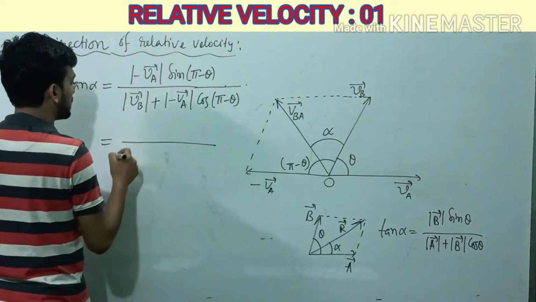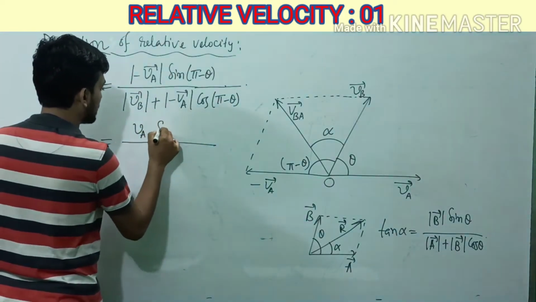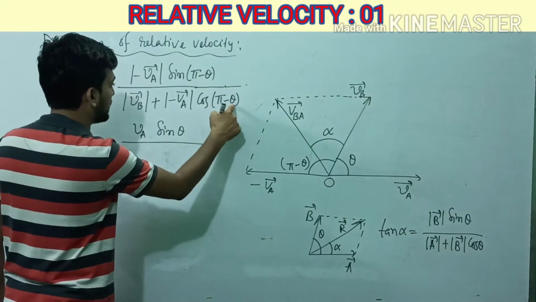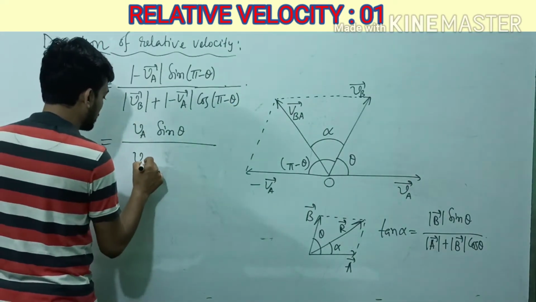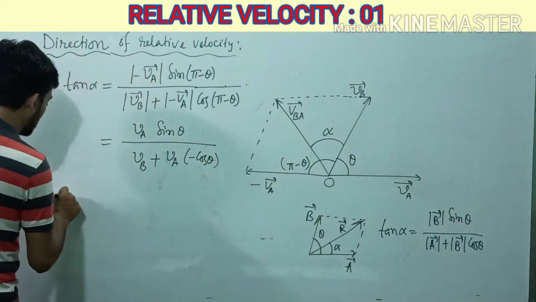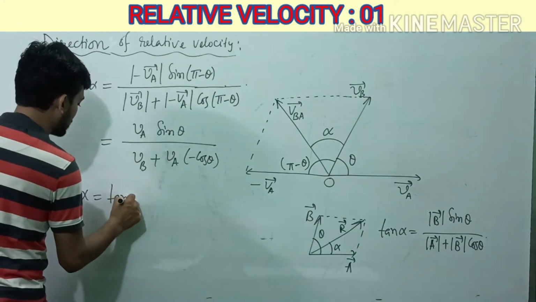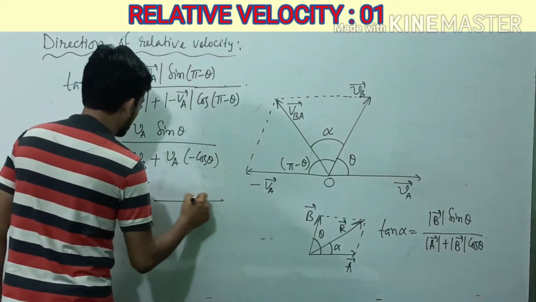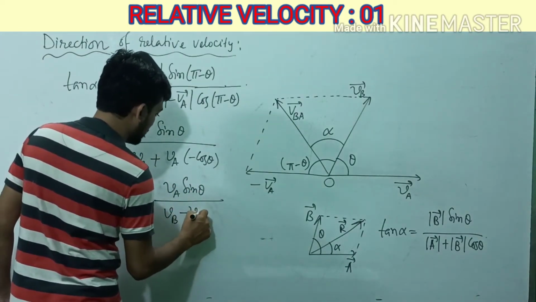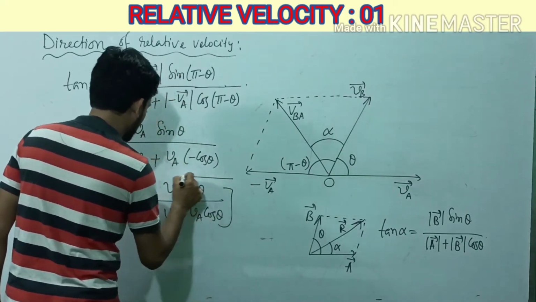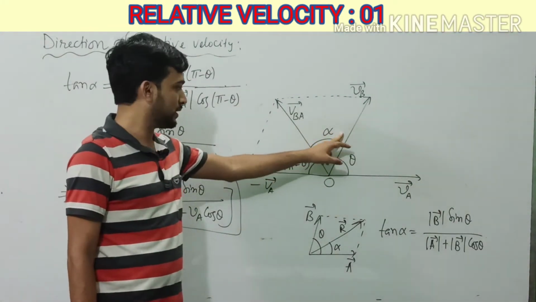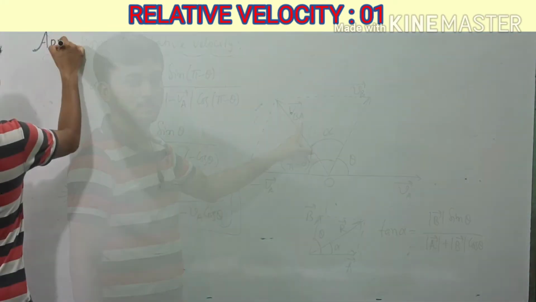So if we solve this expression, what will we get? VA sin theta. You have to remember one thing: sin(180 minus theta) is equal to sin theta, and cos(180 minus theta) is equal to minus cos theta. So VA times minus cos theta. Ultimately we will get alpha equal to tan inverse of VA sin theta by VB minus VA cos theta. As we know this angle alpha, we can easily find out the direction of relative velocity.